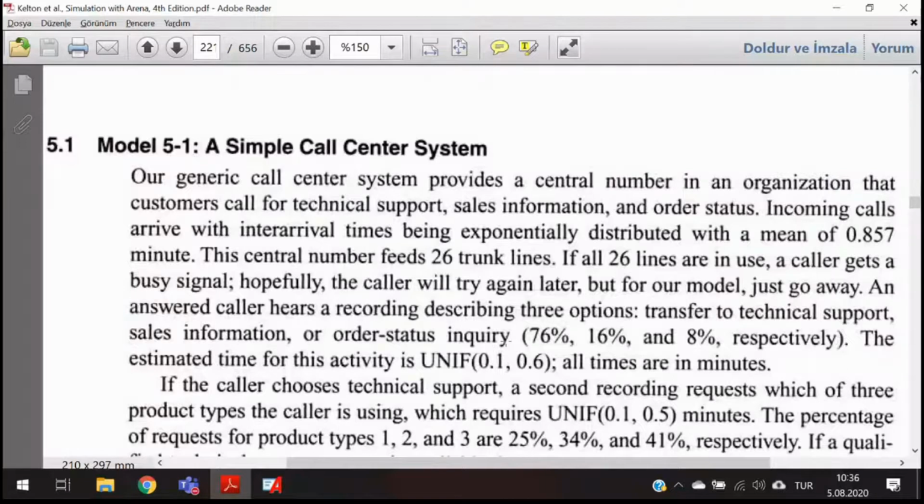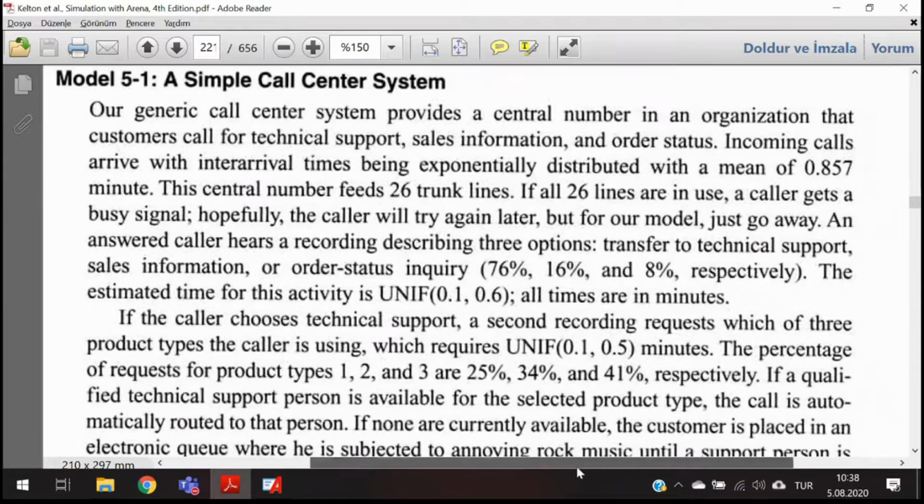So you need to listen to a recording, and the estimated time for this recording is uniformly distributed between 0.1 and 0.6 minutes. Continuously and uniformly distributed between 0.1 and 0.6 minutes. If the caller chooses technical support, now for every type of call, we will have a different process.